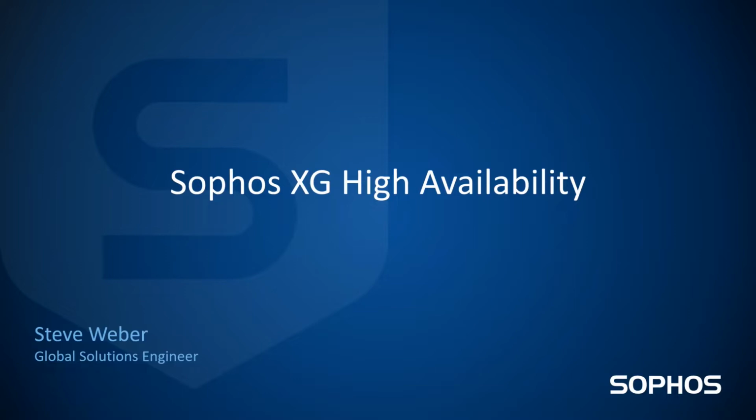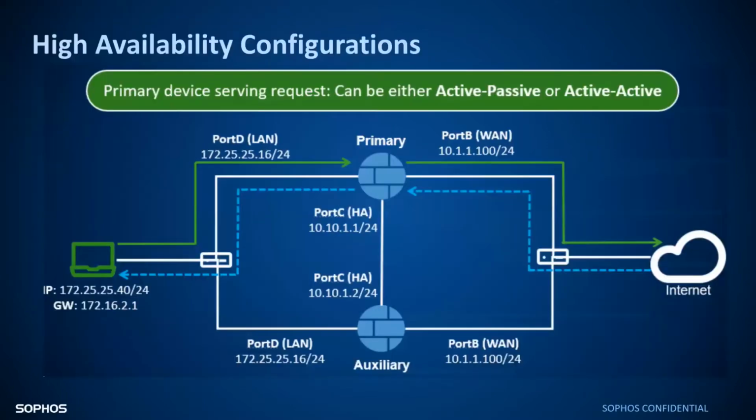Today we're going to be talking about the XG Firewall high availability. So what this is going to mean is you could actually have two XG firewalls. This is typically done with hardware, but it can be done in a virtual environment if you want to go that route as well. And that's how I will be showing it today. But what we have set up is you're going to have your primary and auxiliary unit.